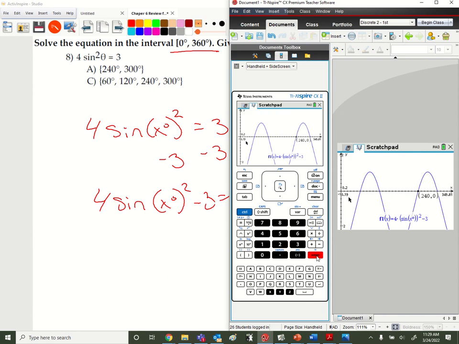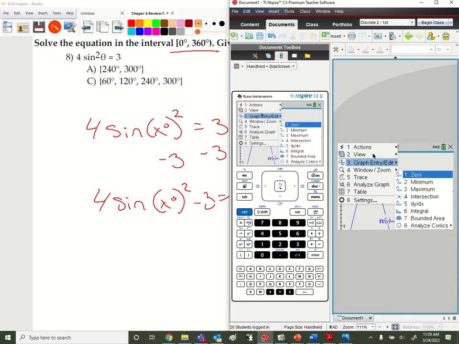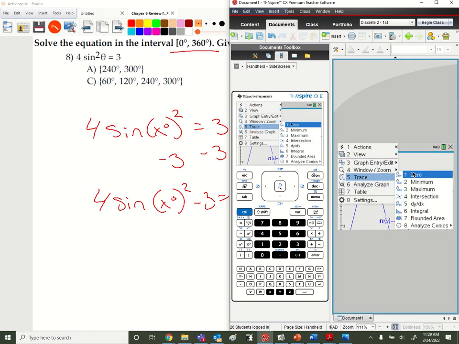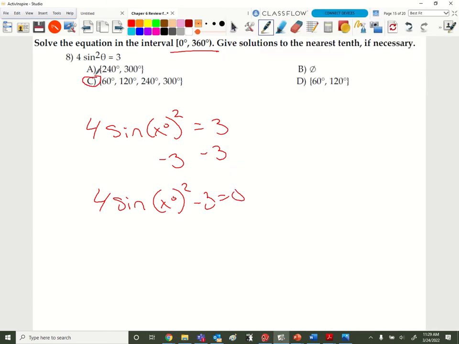So hit enter. Bam! Look at how many answers I got. Looking at this, it looks like I have 4 answers. So it's crossing my line 4 times. Menu 6 1. So my answers are 60, 120, 240, and 300. So my answer on this problem is C.